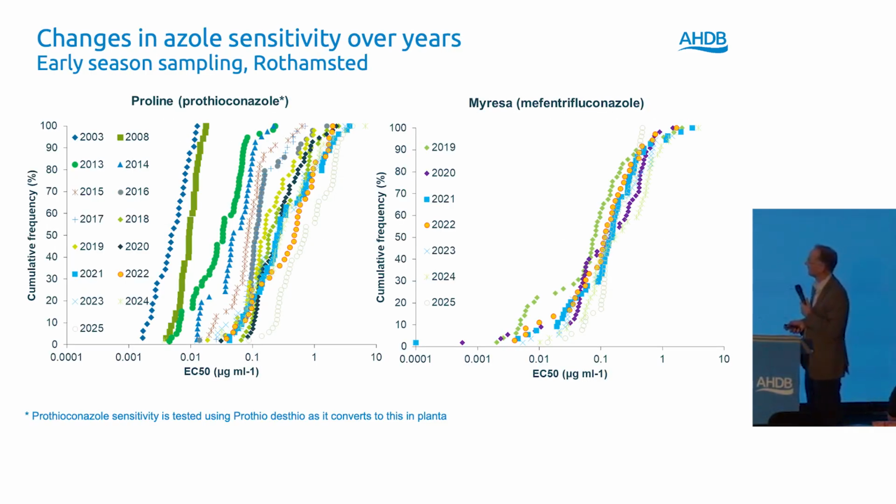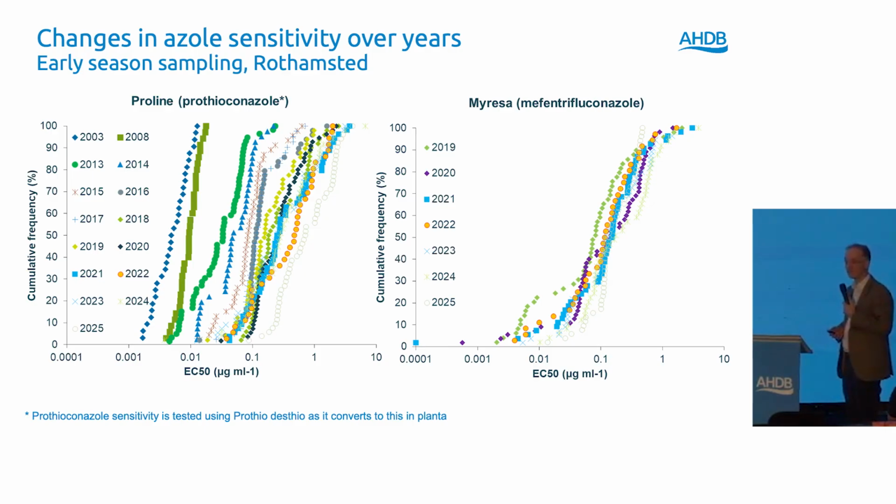Give an overview of the results. This is the azoles from the early season sampling, so this is where we're looking across years. On the left-hand chart, you've got prothioconazole sensitivity. On the right-hand side, you've got mefentrifluconazole, Myrisa. They take a bit of getting your head around, these charts, don't they? I should say, the starting point really is each point on here represents an individual isolate of septoria.